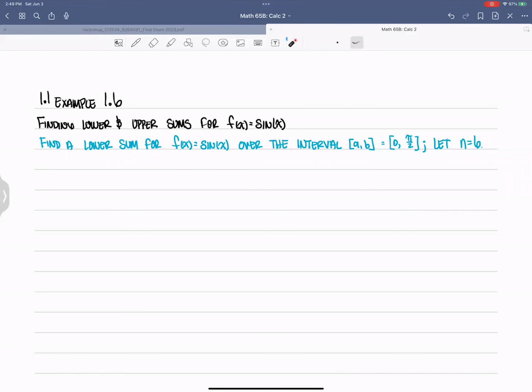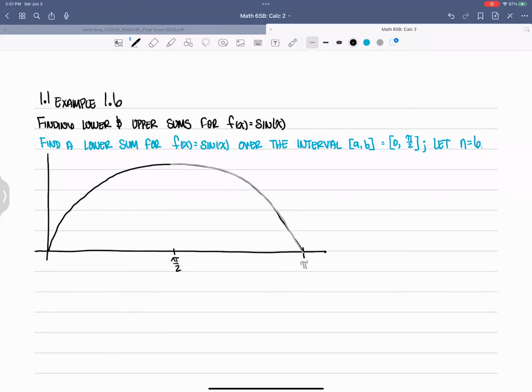Section 1.1, example 1.6, finding lower and upper sums for f of x is equal to sine x. Find the lower sum for f of x is equal to sine x over the interval [a, b], which ends up being 0 to pi halves. Let n equal 6. All right, just like I did with the previous two, let me draw the graph and then I'll be right back. I'm back. All right, so find a lower sum for this.